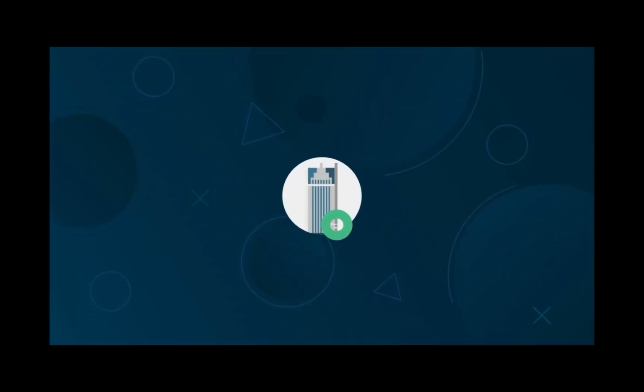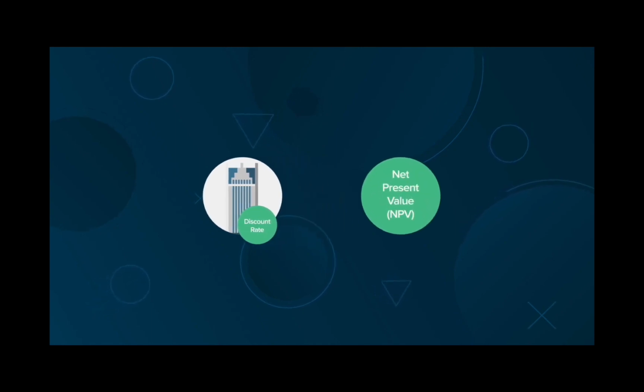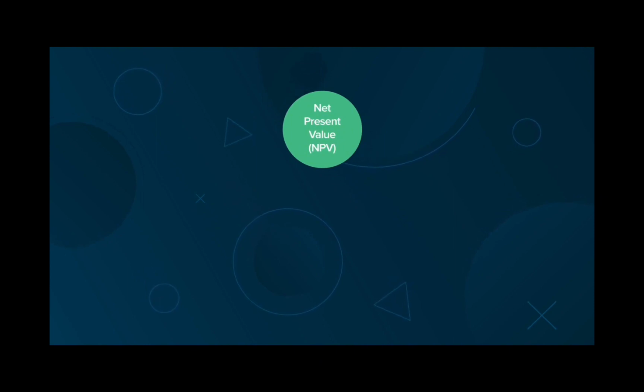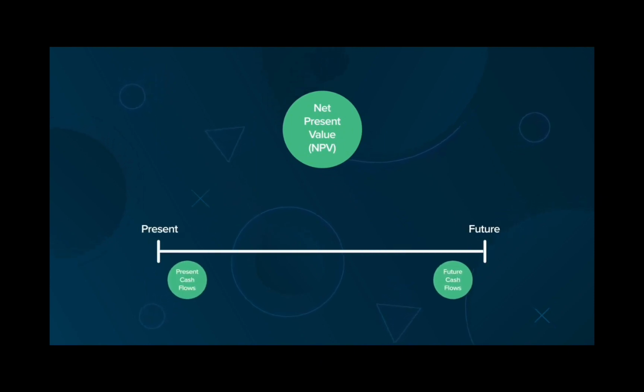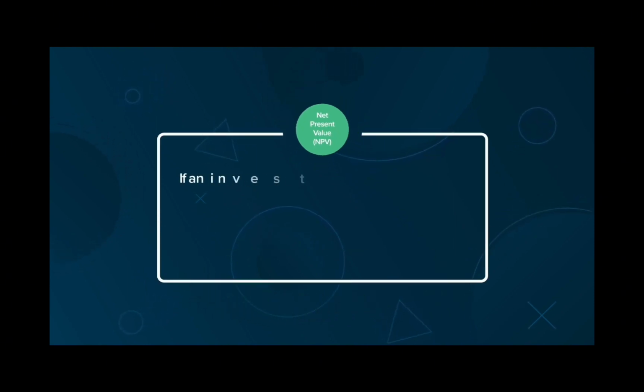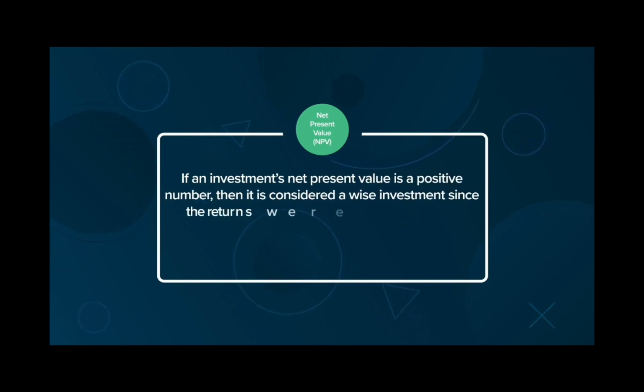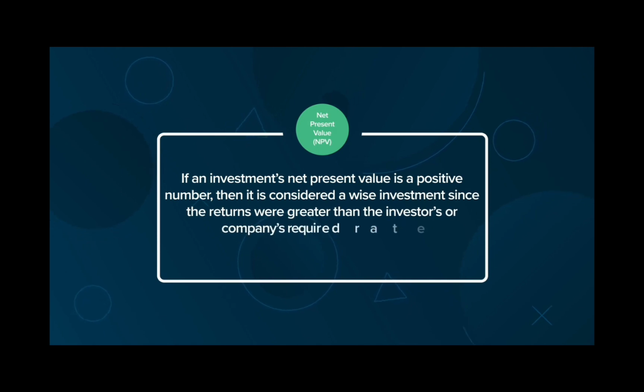A company's discount rate is used to calculate the net present value of an investment. The net present value, or NPV, of an investment is what the value of future cash flows is worth today. If an investment's net present value is a positive number, then it is considered a wise investment, since the returns were greater than the investor's or company's required rate of return, another name for discount rate.